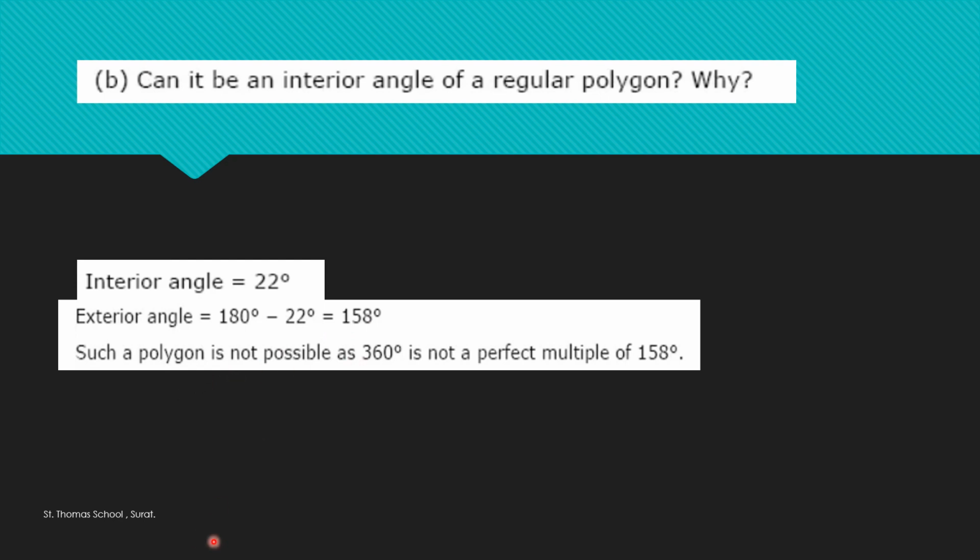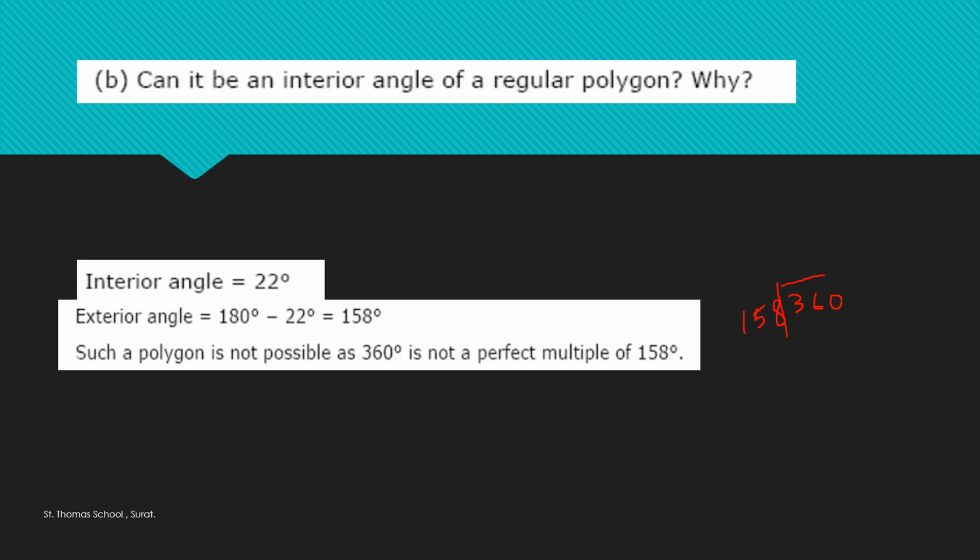Again, divide 360 by 158. If you are getting remainder 0, then we can say that it is possible. Otherwise, we can say that it is not possible. So this division part you have to do yourself. Check whether the remainder is 0 or not. Clear? I am not doing the division here. Then you can do it yourself.